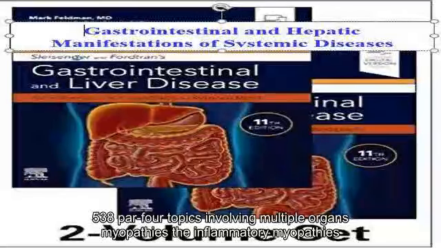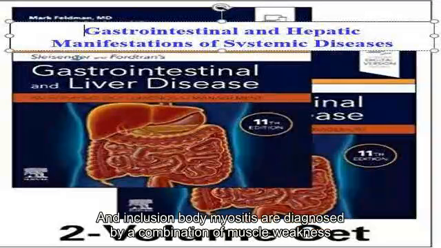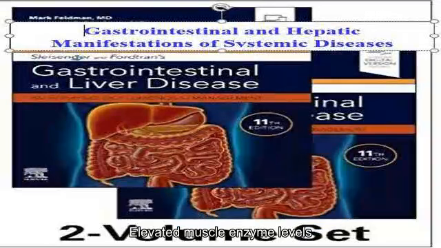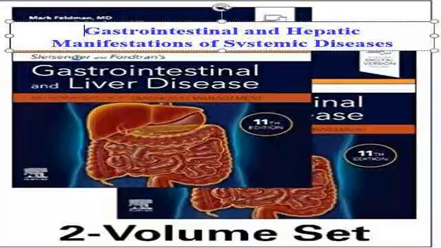Part 4, Topics involving multiple organs. Myopathies. The inflammatory myopathies polymyositis, dermatomyositis, and inclusion body myositis are diagnosed by a combination of muscle weakness, elevated muscle enzyme levels, electromyographic evidence of a myopathy, and typical muscle histology. Serum AST and ALT levels are roughly equal, because the greater release of AST is counteracted by its greater clearance.